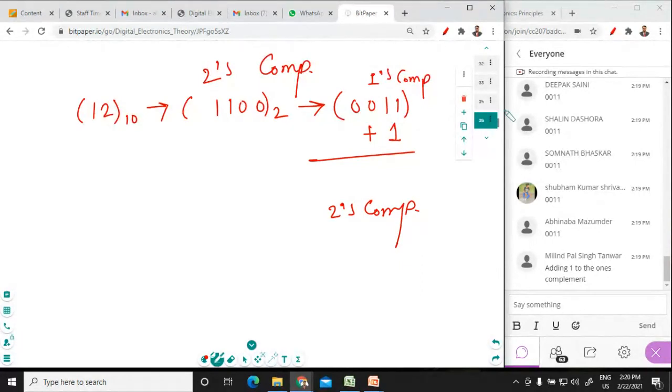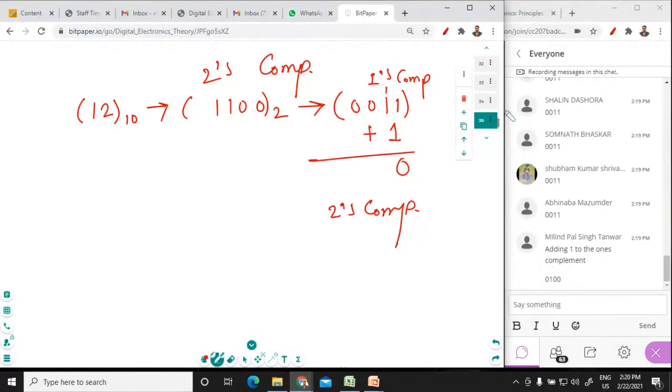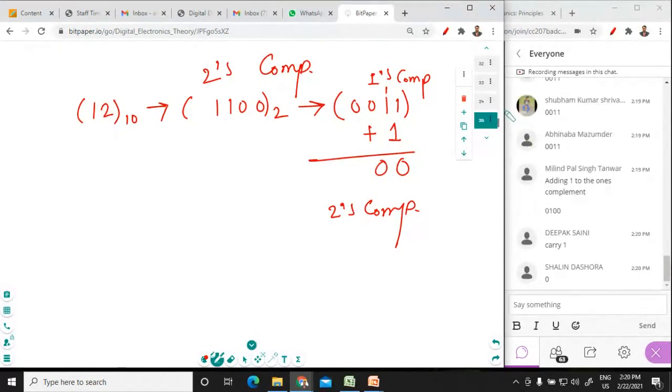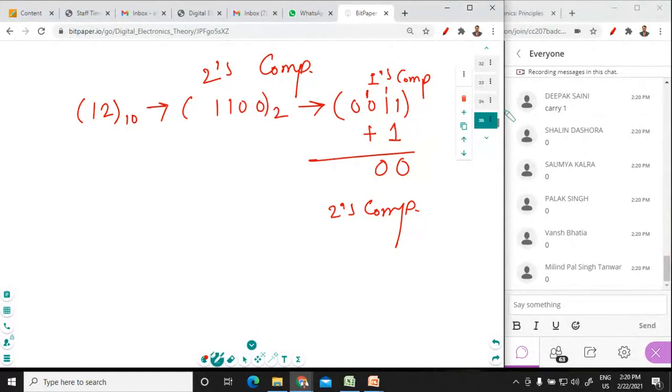Okay, so how you can add 1 plus 1? Quickly give your response. 0. 1 plus 1, 0. And 1 is your carry. So 1 plus 1 again is, quickly, 1 plus 1 again is 0. Again you take a carry. Then 1 plus 0 is 1. Okay, and we will take the value 0. So this is the 2s complement.